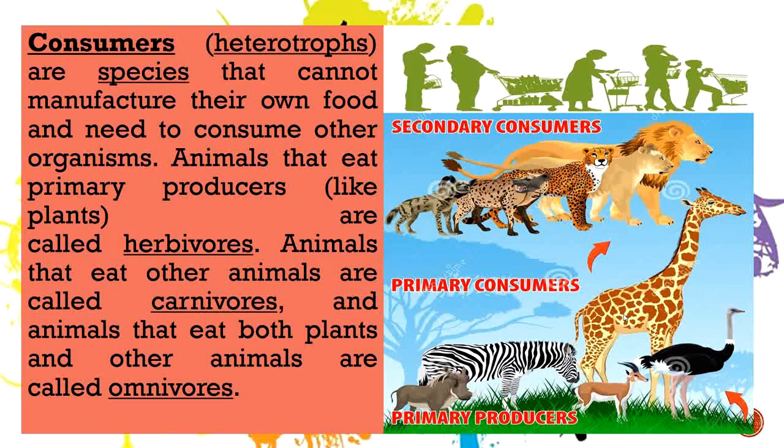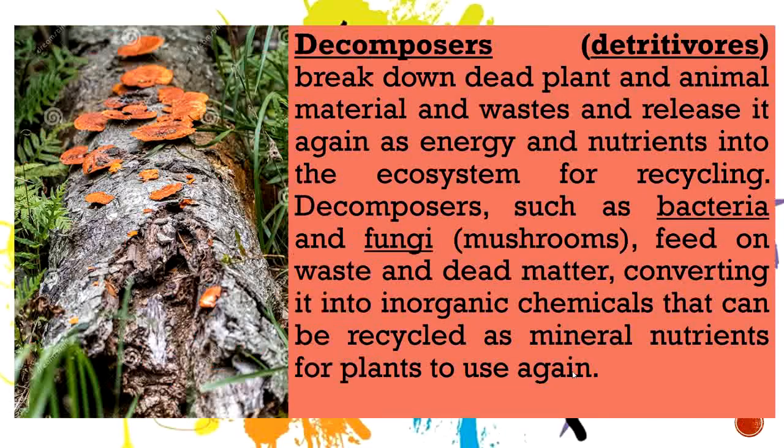So consumers are the ones that consume. Producers, on the other hand, are pretty much the source of our energy, like the plants. They are also known as the autotrophs, and they can manufacture or create their own food. Unlike the consumers, they cannot. All right, so let's talk about this one.